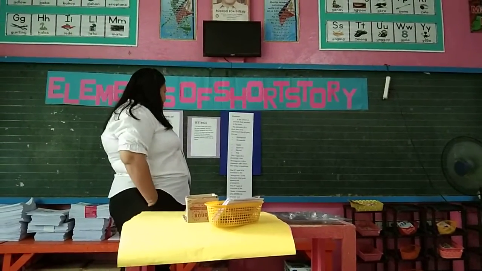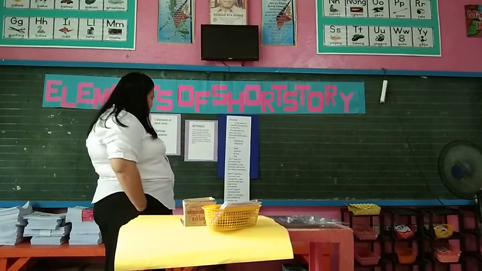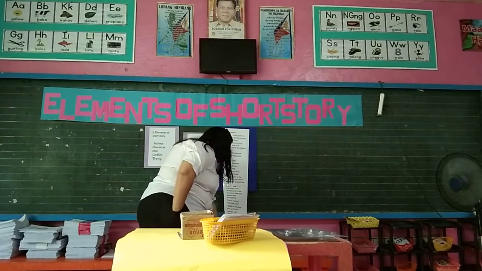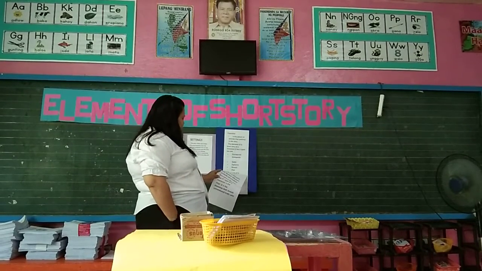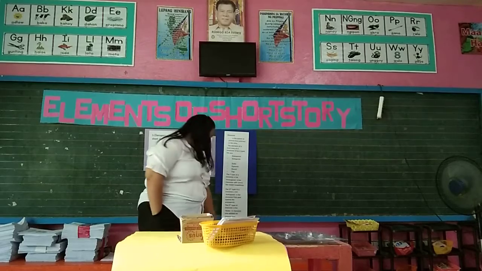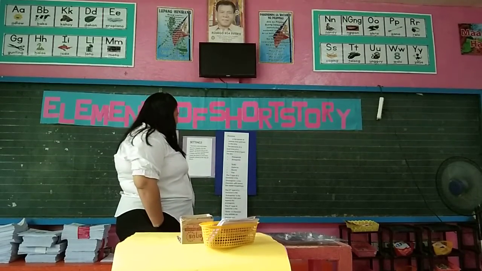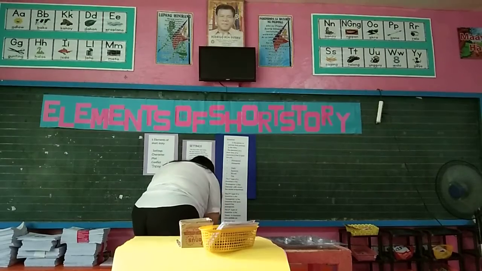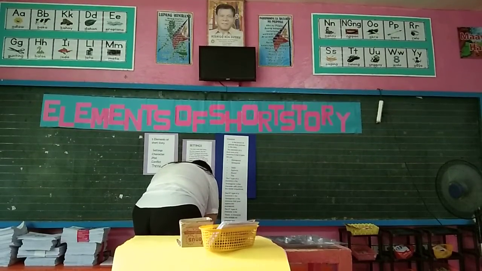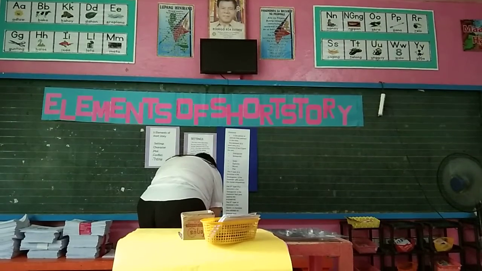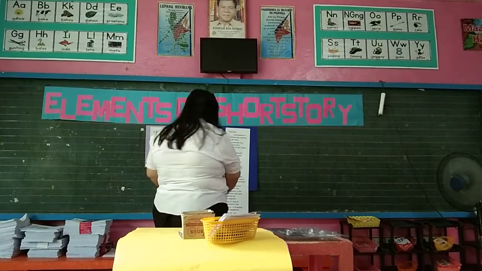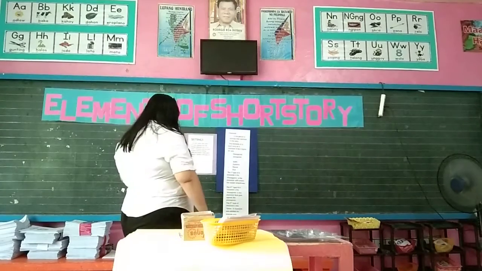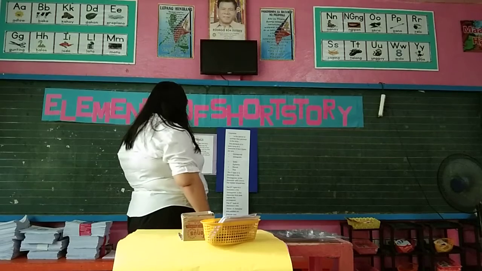The fifth type of character is the round. It is a character that displays differences throughout the story. The sixth type of character is the flat. It is the character that reveals conventional traits as a whole. Okay, so there are 6 types of character. Do you understand, class? Okay, very good. So proceed to our next topic.